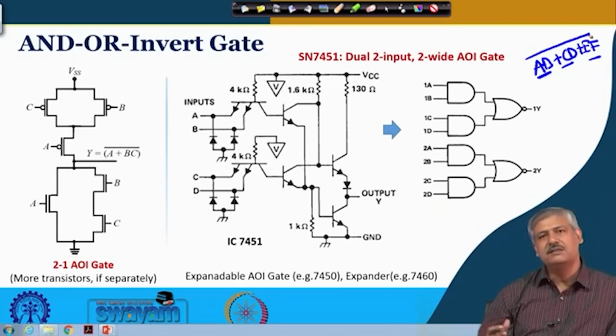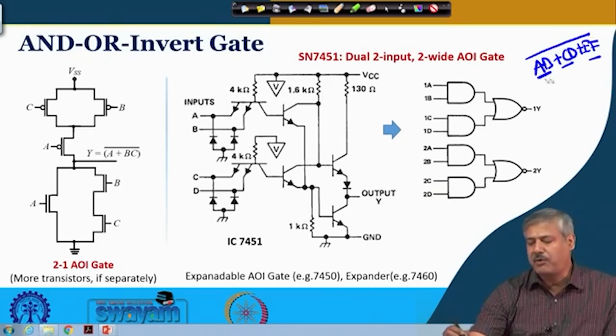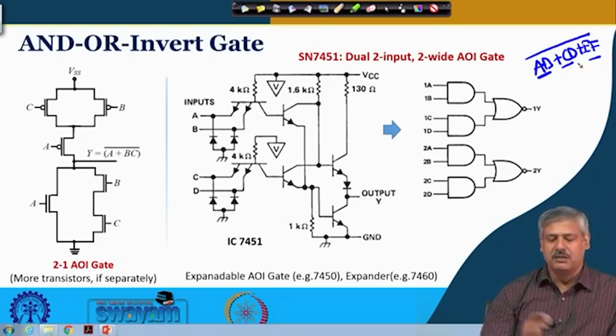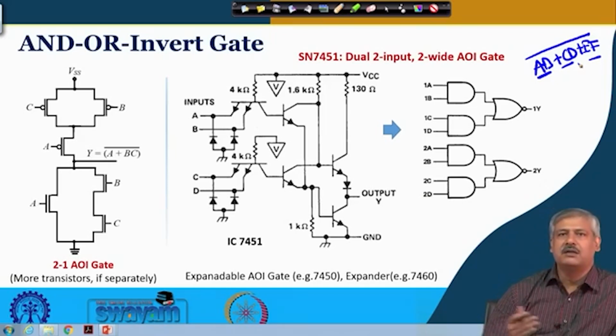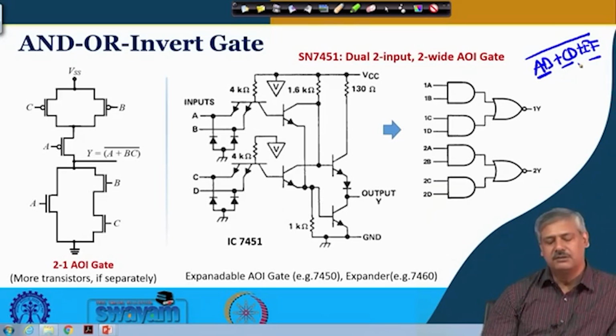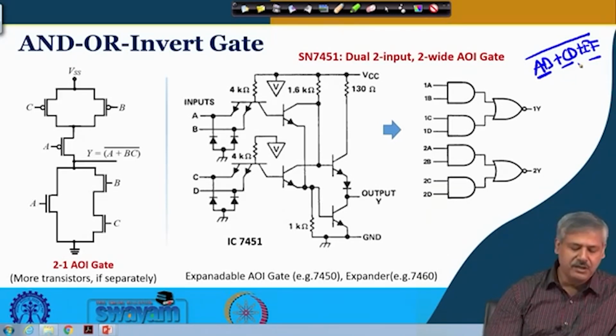So, if you want to realize these separately, right, the number of transistors involved will be as it is required for each of these realizations. But within the logic family there are gates, or arrangements can be made, by which this AND or invert operation can be done with a lesser number of transistors. So, for CMOS it is very easy. You can see that this is an example of a 2-1 AND or invert gate. So, these are the two inputs over here, and this is the corresponding 1 input.